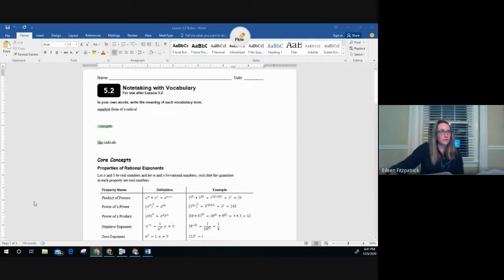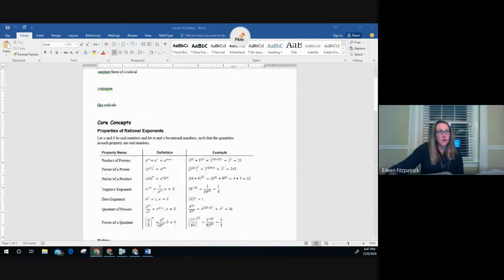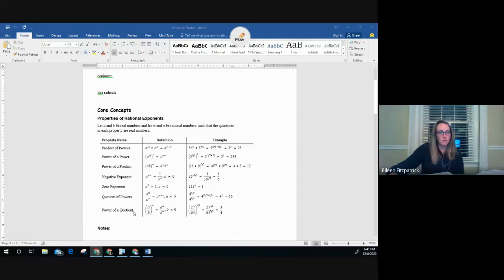All right, here we have our properties of radicals. I'm not going to take the time to read every single one of them because I'll be explaining them as we go through the problems. But make sure you take a few minutes and look at the definition and then look at the example and make sure they make sense to you, because we're going to be using all of these different properties in the problems that we're going to be seeing in just a minute.